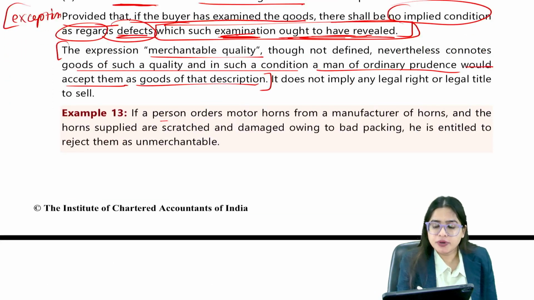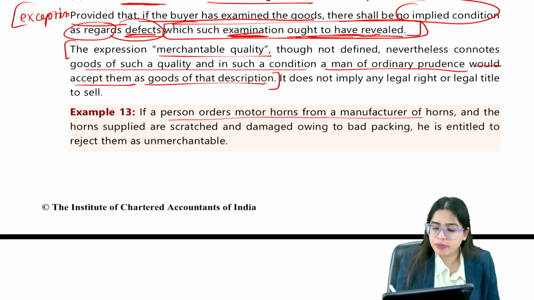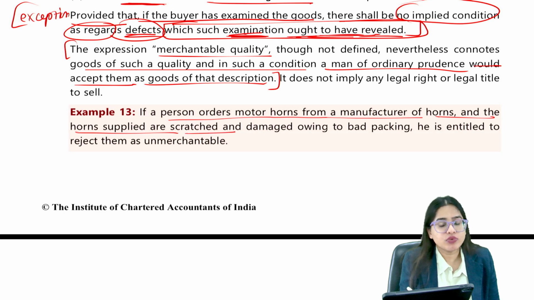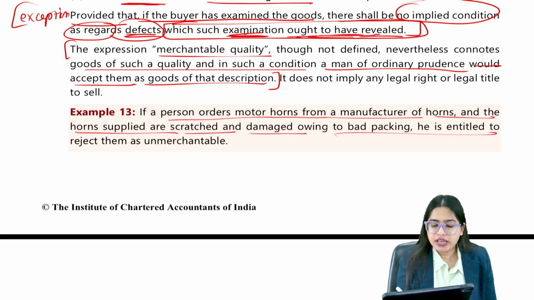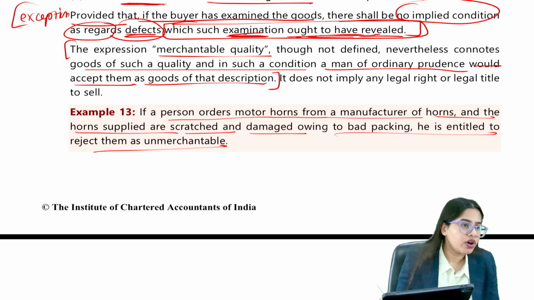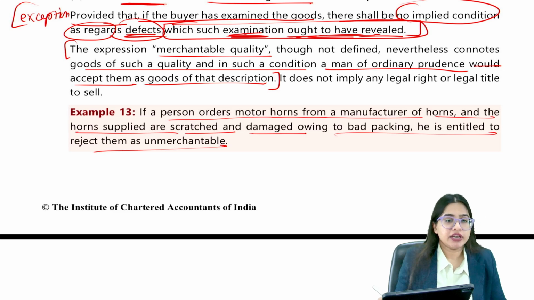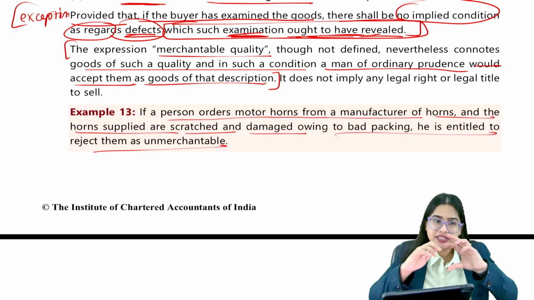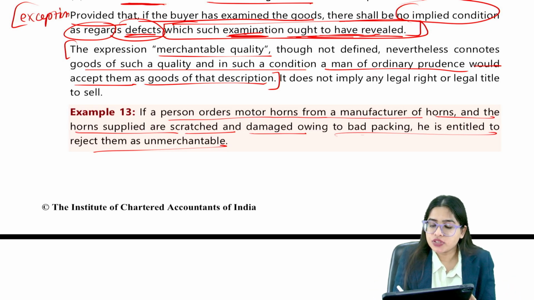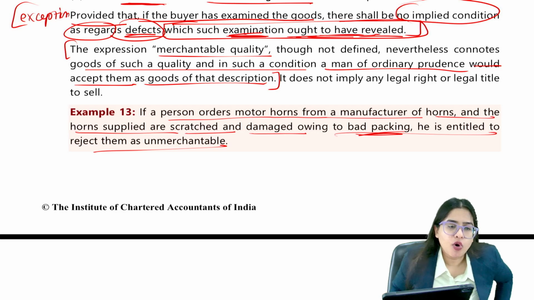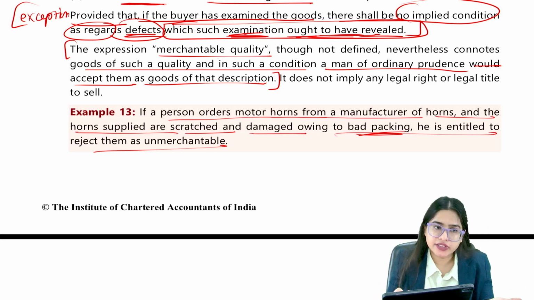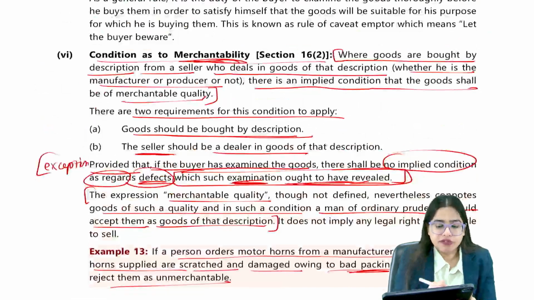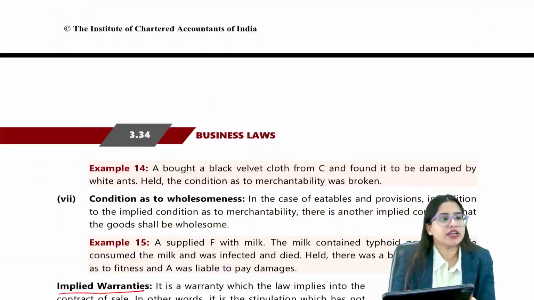Are you understanding? Then we can say when the goods are of that quality and condition which any man of ordinary prudence can accept, then we call it merchantable quality. For example, if a person orders a motor horn from the manufacturer of horns, and that horn was scratched and damaged, in that case that horn is unmerchantable. If that horn is damaged, not working because of bad packaging, then we will say that horn is not merchantable and I can return that horn to you and I can claim the refund. This is condition as to merchantability.